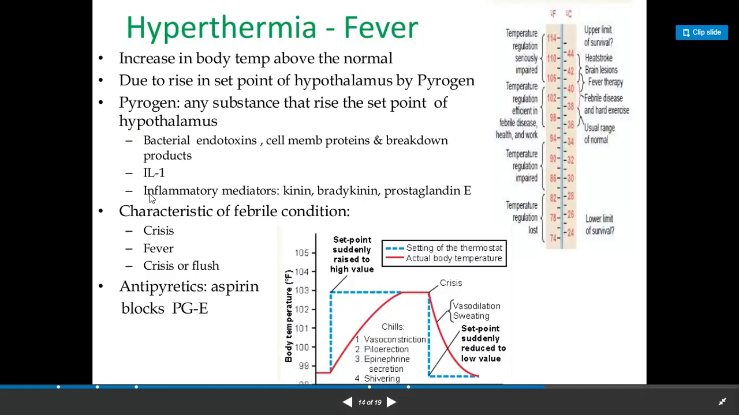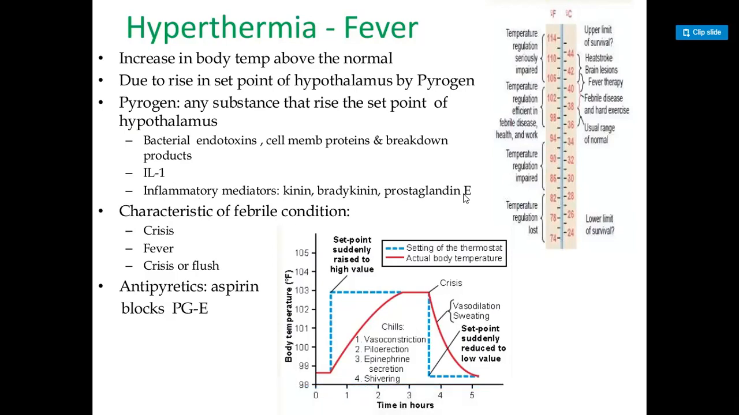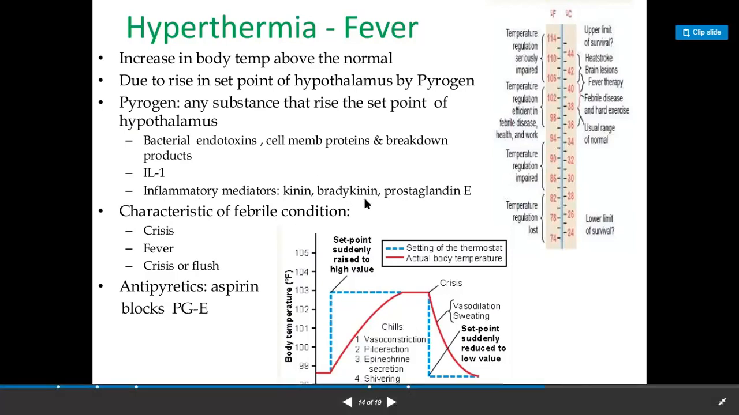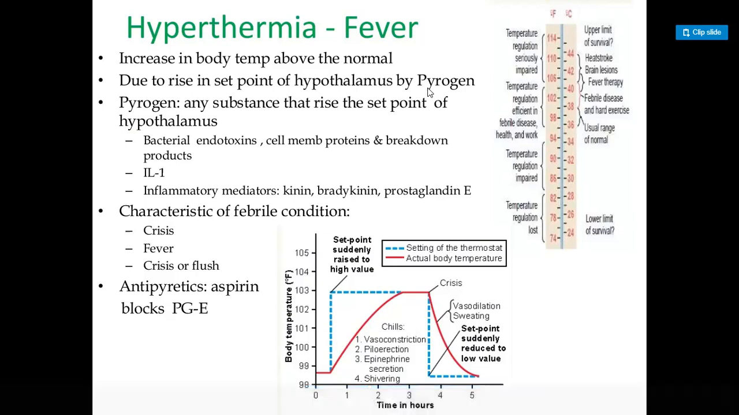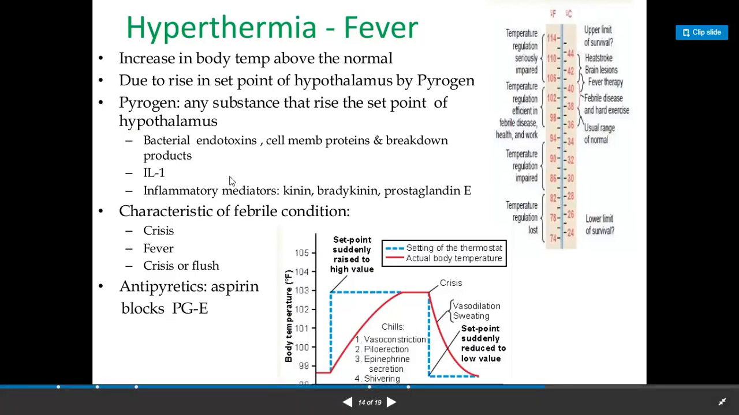They will also have inflammatory mediators. When you have inflammation, there's the release of kinin, bradykinin, and prostaglandin E. You will do all of these in pathophysiology in third year, okay? They'll teach you about kinin, bradykinin, and prostaglandin. These are inflammatory mediators. They also increase your temperature. It causes your hypothalamus to increase the set point. So anytime there is an inflammation, your temperature will increase. Anytime there is a bacterial infection, or you take an antibiotic, or there's a breakdown of cell membranes, there will be hyperthermia, okay?